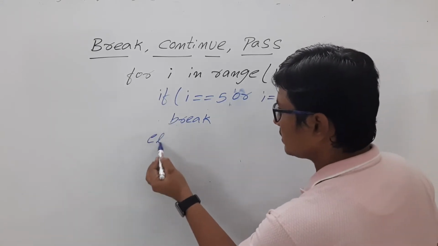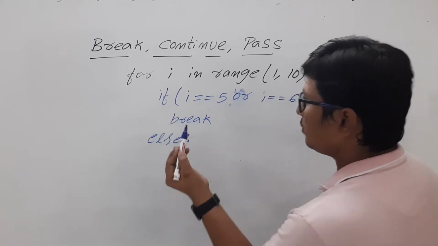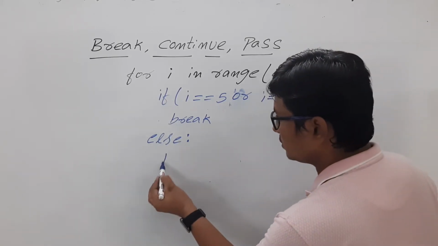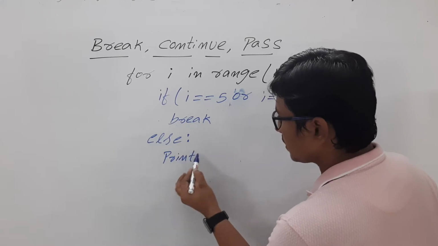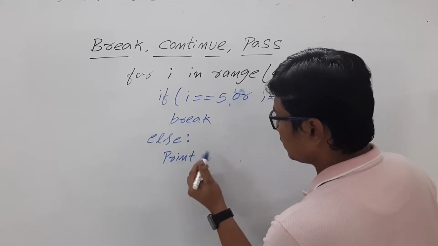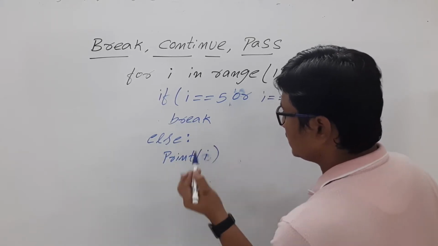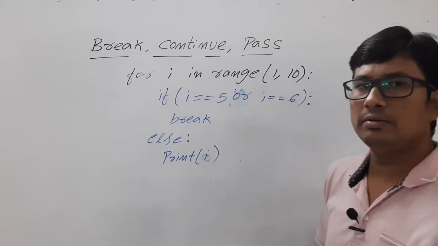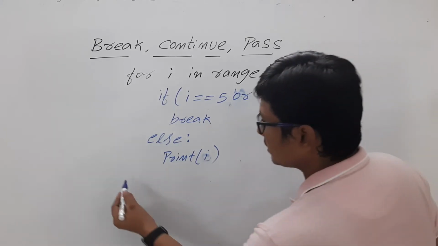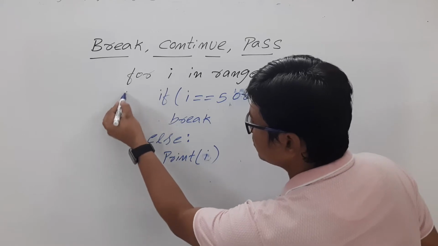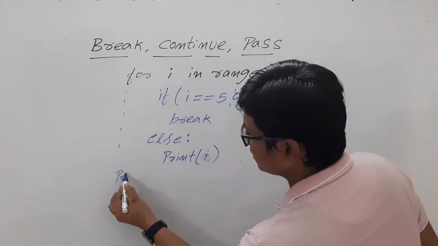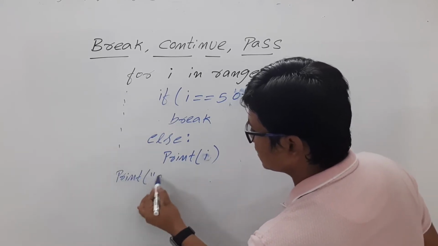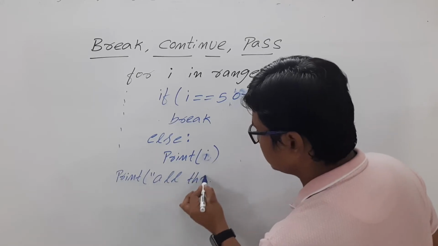else I want to print the i value. Is it clear? This is the program I want to write. At the end, after this loop, outside the indentation, I will write "all the best". Let me see what will happen.